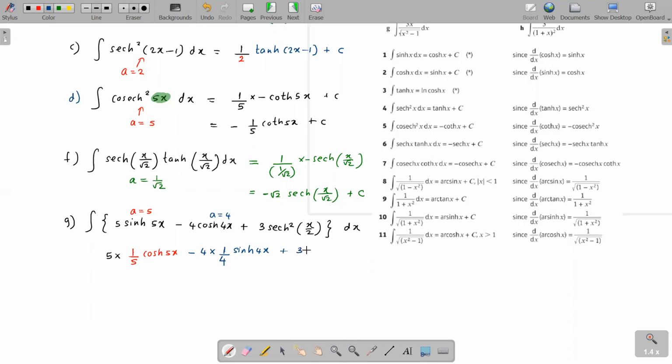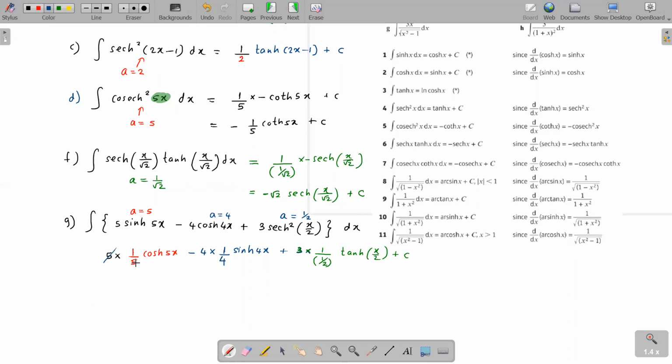Next one, plus 3 into what is the a value here? The a value is half, x over 2. So a value is half. 3 times 1 divided by half, because it's 1 over a. 3 into 1 over a. Sec square integration is tan x. So sec square x over 2 will be tan x over 2. And don't forget the plus c.